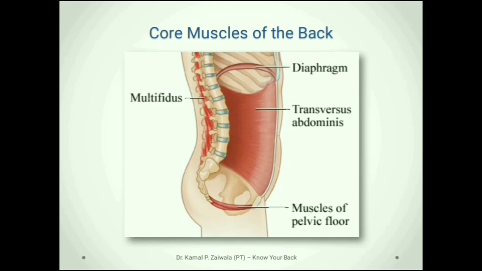It is very important for all these four muscles to work in sync in order to provide dynamic as well as static stability to the lumbar spine. The diaphragm and the muscles of the pelvic floor also play a very important role in regulating the breathing, in regulating the intra-abdominal pressure, as well as supporting the organs of the pelvis and the abdomen.